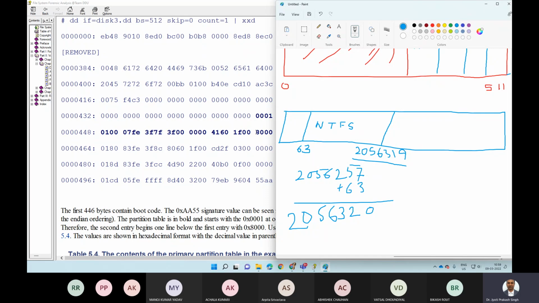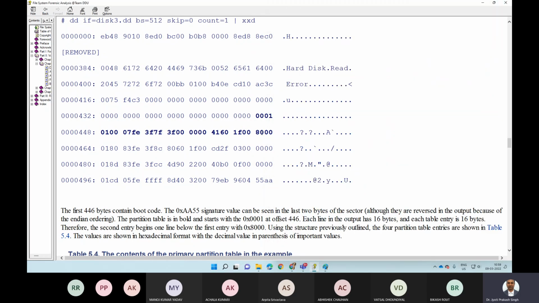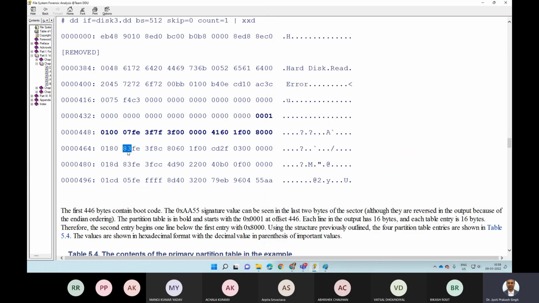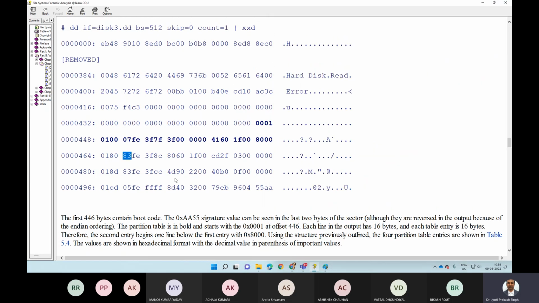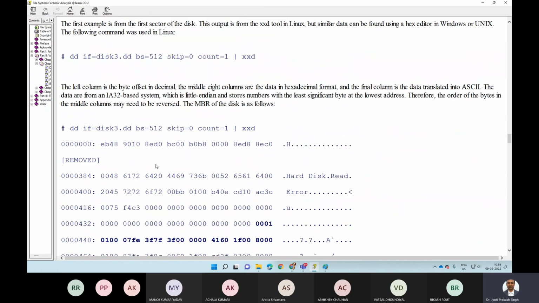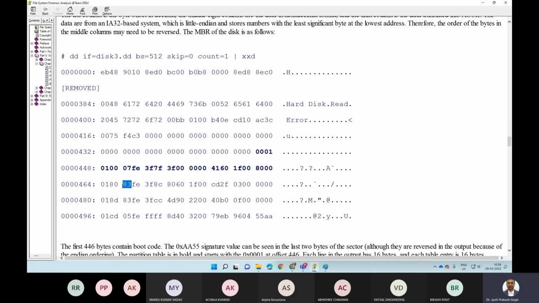Then the next entry is again this is 80. So this is 80 means probably this is bootable. So this is non-zero. So next जो partition होगा वो bootable होगा. From where that next partition starts and what उस partition का type क्या होगा? So that will be 83. So 83 partition is a Linux partition. So next partition जो होगा वो एक Linux partition है.